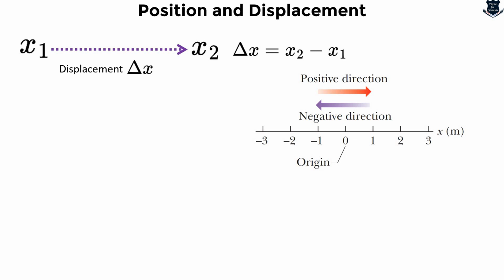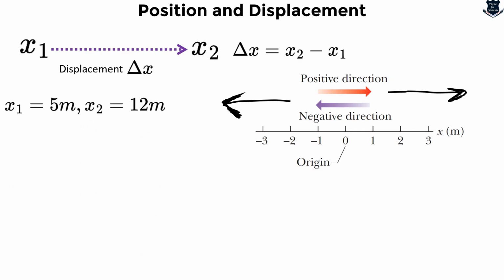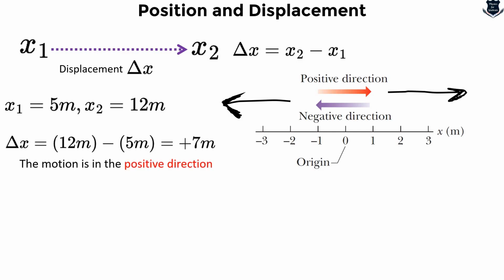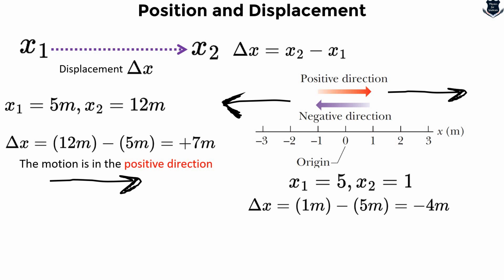When numbers are inserted for the positive x1 and x2 values, for example, if it moves in this direction, the displacement is said to be in the positive direction, and if it moves in the opposite direction, it is in the negative direction. So if the particle moves, say from x1 equals 5 m to x2 equals 12 m, then the displacement is plus 7 meters. The positive result indicates that the motion is in the positive direction. If the particle moves from x1 equals 5 m to 1 m, then it would be minus 4 meters, and this involves the negative direction, which would be shown in this part.